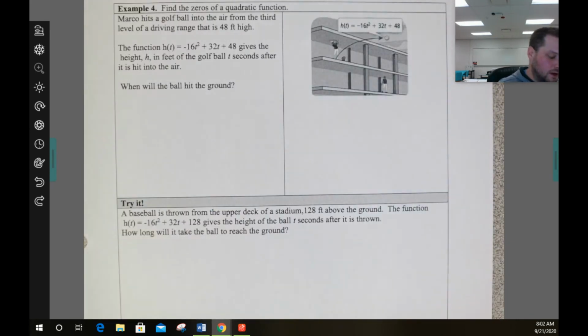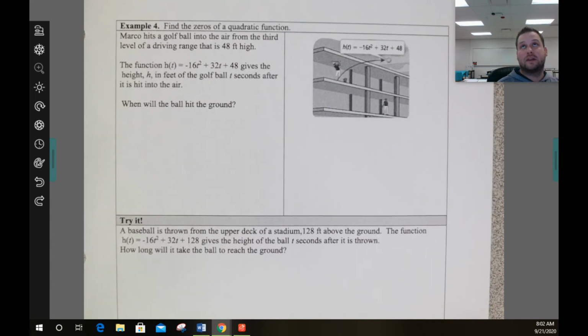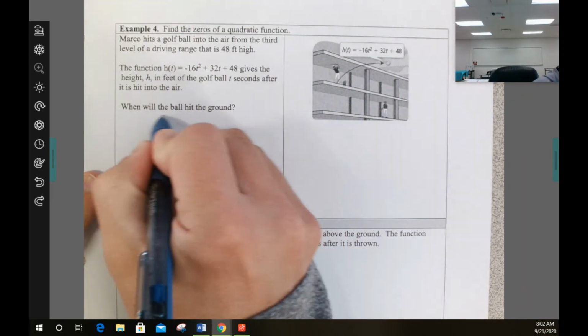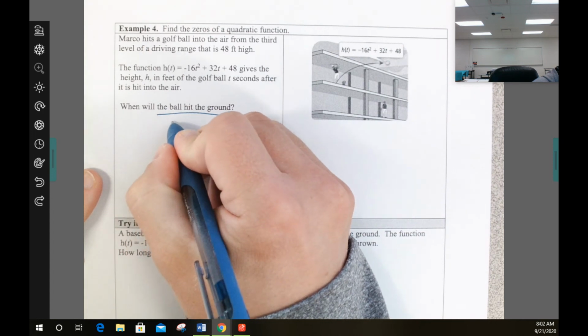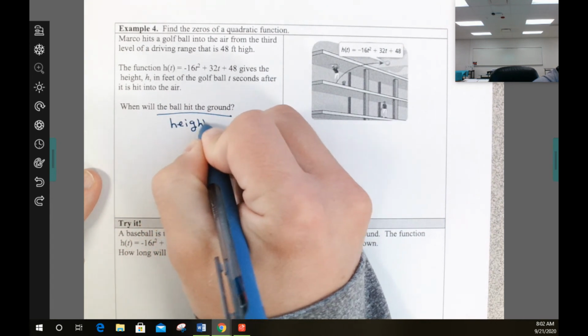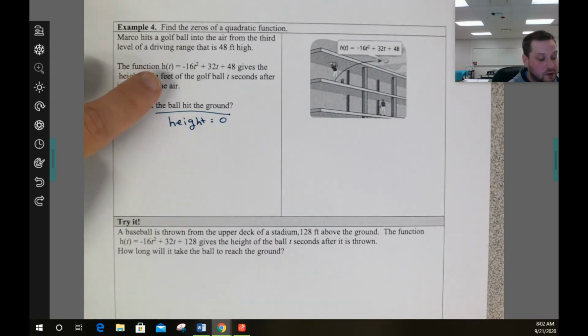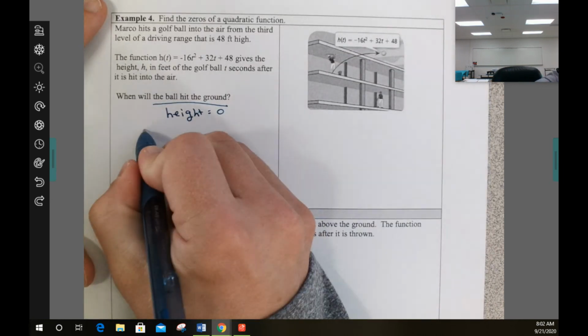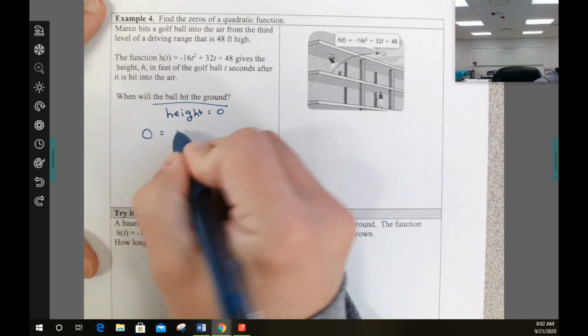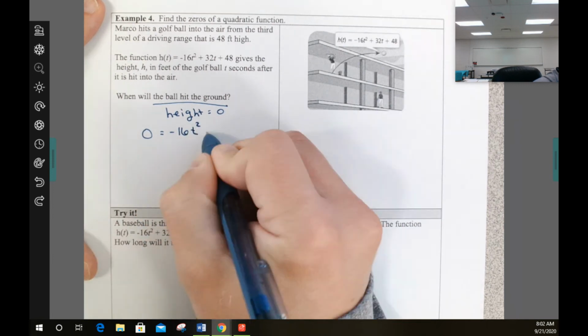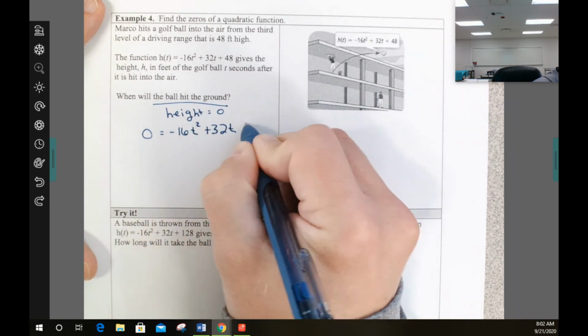All right, last thing I want to talk about is a story problem. So like I said the other day, physics pops into quadratics a lot. So we have a golf ball here. Okay, so we're talking about the motion of the golf ball. This question is a little different though. Instead of asking what the highest point was, they're asking us when does the ball hit the ground. Okay, so if the ball hits the ground, our height obviously equals 0. Okay, so the function they gave us represents height. So what I need to do is plug in 0 for h. So we're going to end up with 0 equals negative 16 t squared plus 32t plus 48.